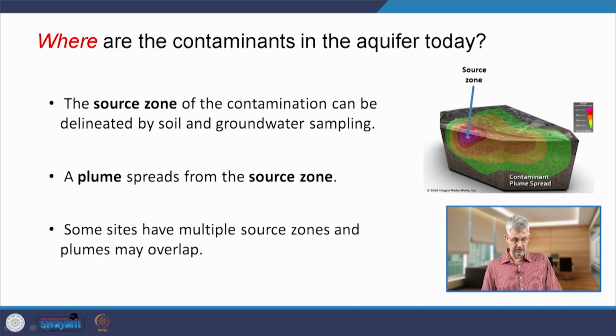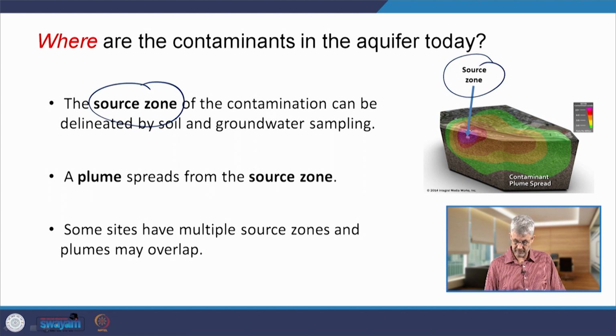The next question is, where are the contaminants in the aquifer today? So that is primarily identifying the source zone, meaning the place, the location where the contamination originates. That's called the source zone. In this picture here, the source zone is identified at the area where we find the highest concentration.